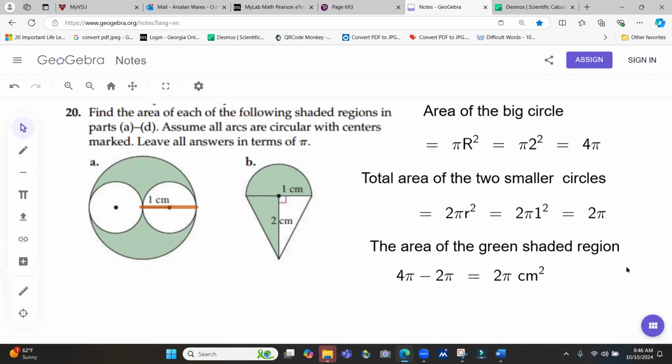Take a look. I'm going to give you a couple of minutes to process it, literally, because you really want to see how I found the area of the big circle, how I found the area of the two little circles, the white circles, and why I subtracted the two to find the area of this funny green shape.